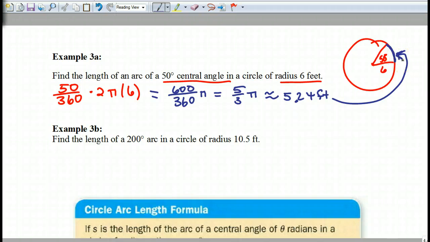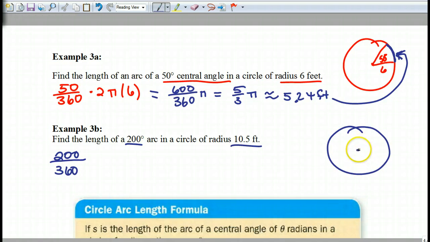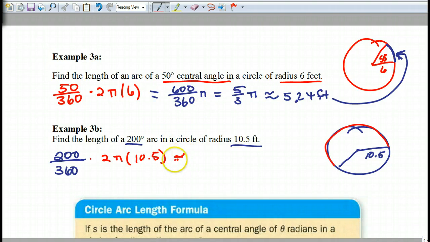Okay, let's do it again. Let's find the length of a 200 degree arc with a radius of 10.5. So we're going to do the same thing. We're going to take 200 degrees of 360. Okay, so here's my circle. This time I've got a radius of 10.5. 200 degrees is going to be somewhere around here. So I'm looking for the arc length. So you take 200 divided by 360, times 2 times pi times 10.5. You put that in your calculator. It's going to be an approximation of 36.7 feet.